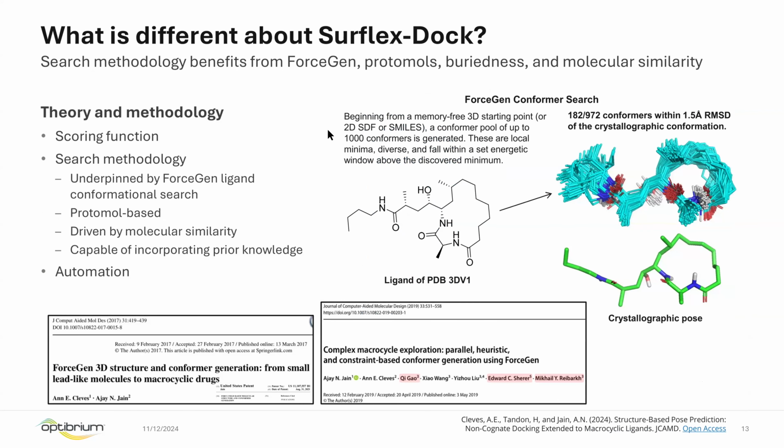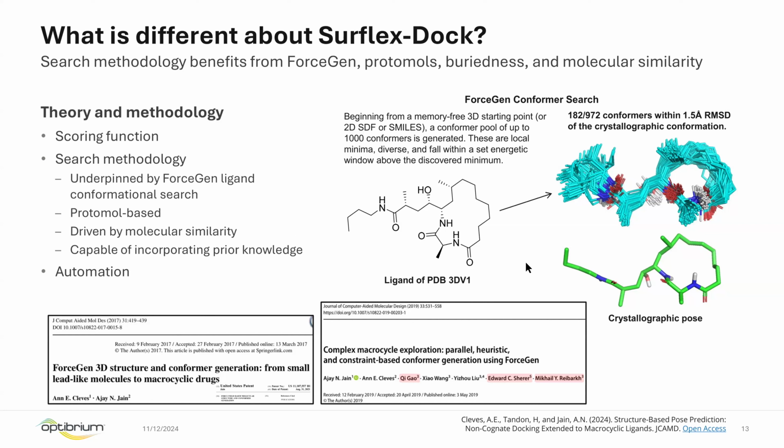Okay, the next thing that's different is the search methodology. It's underpinned by ForceGen conformational search. This is a methodology that we introduced in 2017, and it really changed how we approach the idea of conformational elaboration in docking. So we generate ensembles ahead of time. We refine them in docking, including all atom Cartesian optimization.